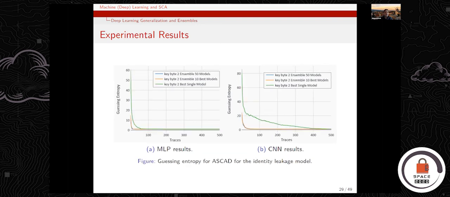We should use those techniques to improve the results. And here is for a different leakage model, for the identity leakage model. Again, for ASCAD, you can see here that we managed to break the target basically with 10, 15 measurements at most, if we use something as simple as an ensemble.